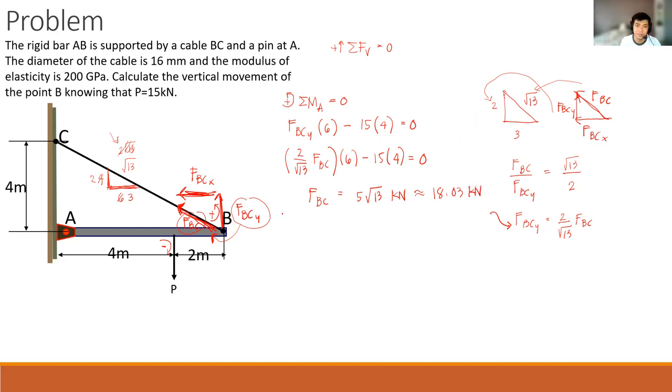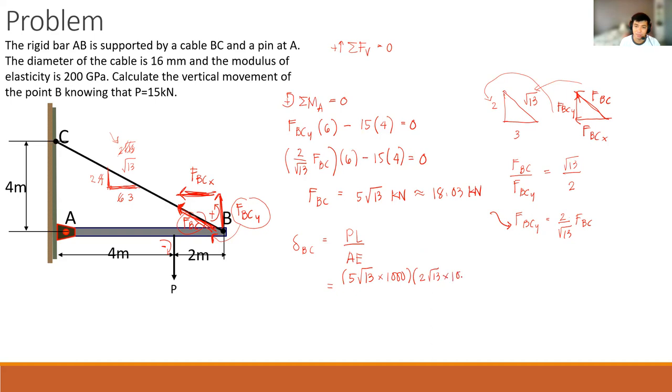Okay, so once we have FBC, we can now solve for the deflection of the cable. Deflection at BC is PL over AE. For the force we use 5 square root of 13, and instead of kilonewtons, I'm going to use newtons, so times 1000. Then the length of the cable is 2 square root of 13 meters, from 6 and 4.